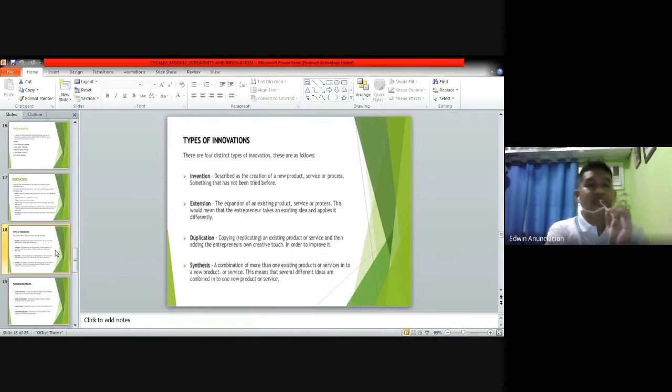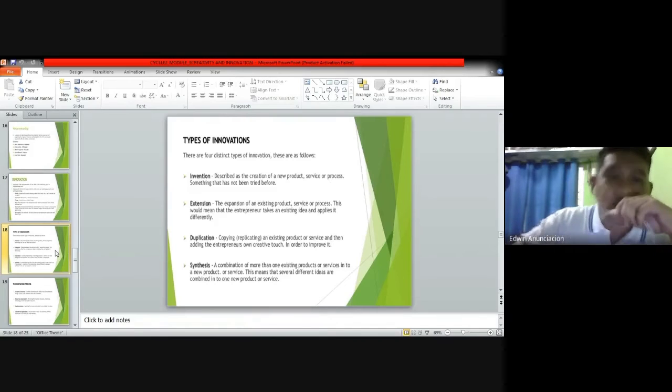Wala pa po yan sa existing market at hindi pa rin po yan ino-offer na services. And even the process or techniques or methods of doing it, yung pong tinatawag na technology, wala pa rin po yan. Sa invention, ikaw po ang magpapanimula dyan. Kaya nga, ikaw ang mag-i-introduce niyan.